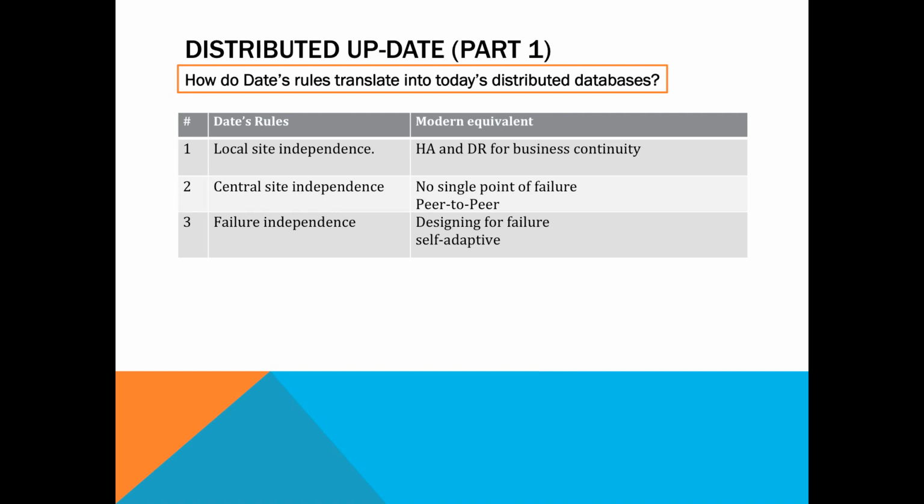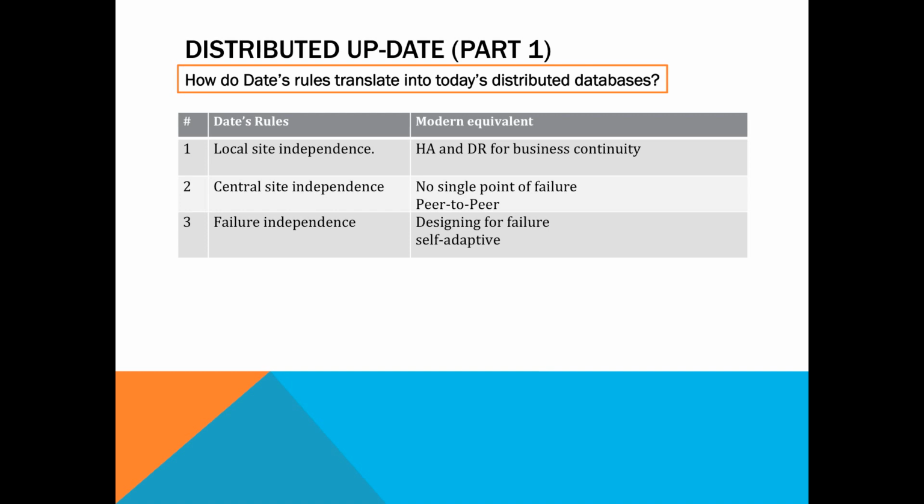Rule number 2, central independence. Again, in today's organization, dependence is assumed. I think the central point Date is trying to get to here, though, is that we need to avoid single points of failure, and on that point we completely agree. One solution to this problem is peer-to-peer infrastructure, and a few of the distributed databases that I've found actually do take this approach.